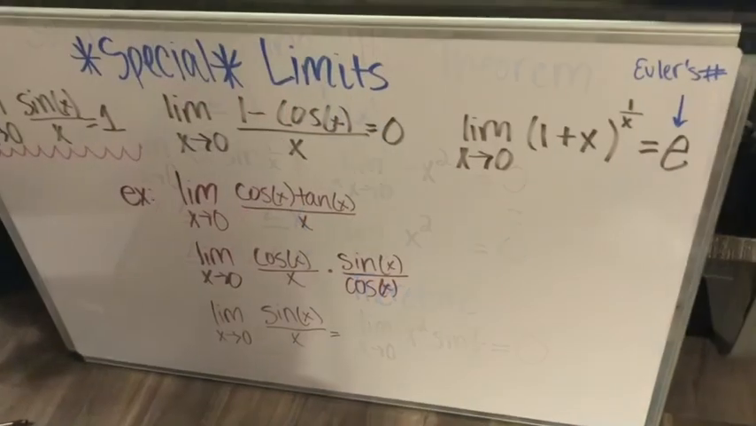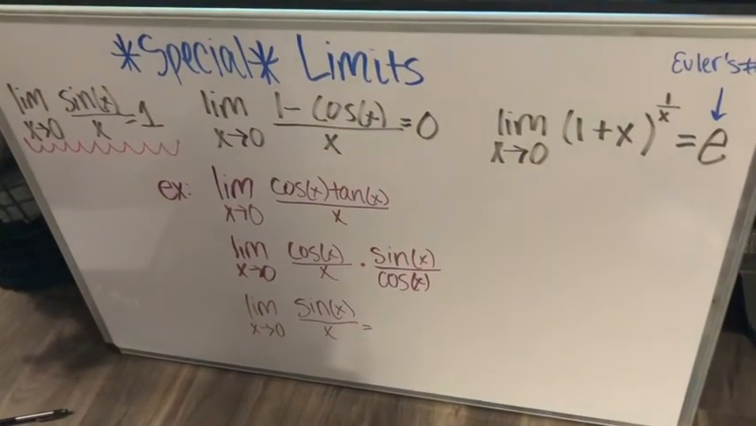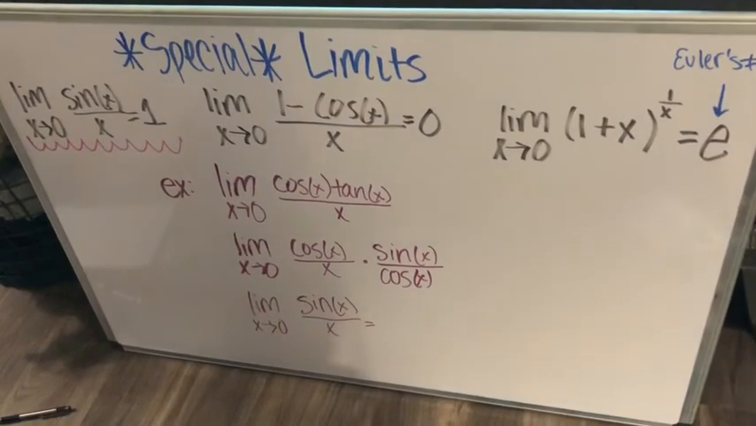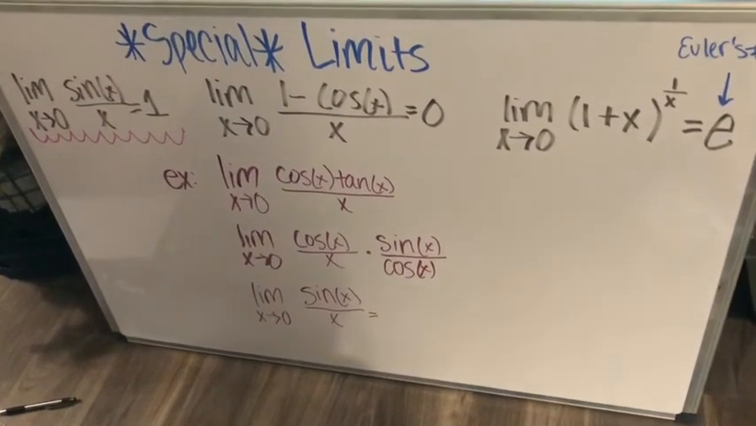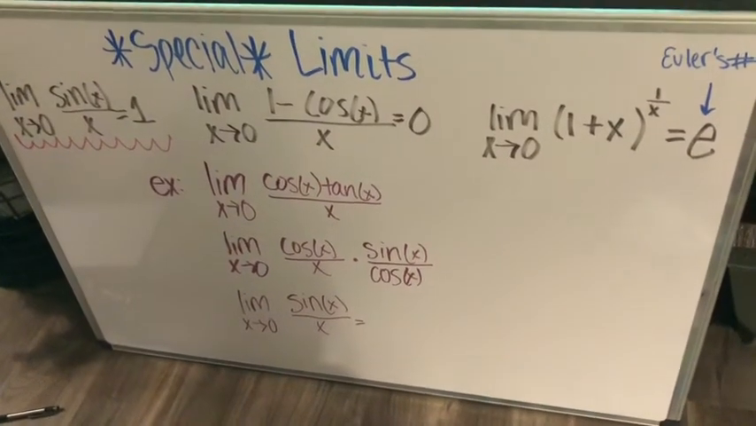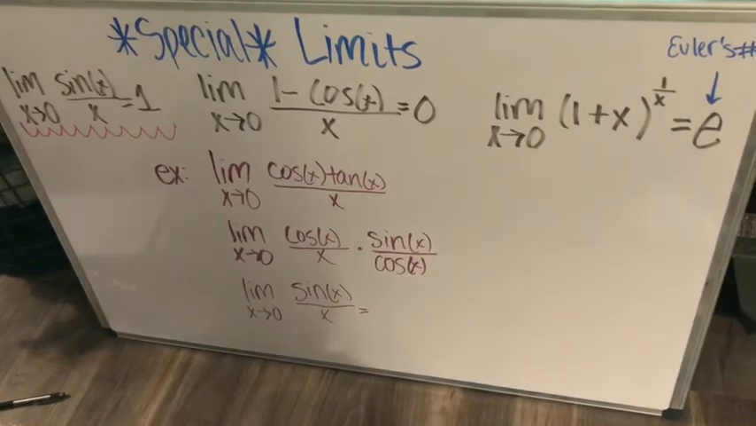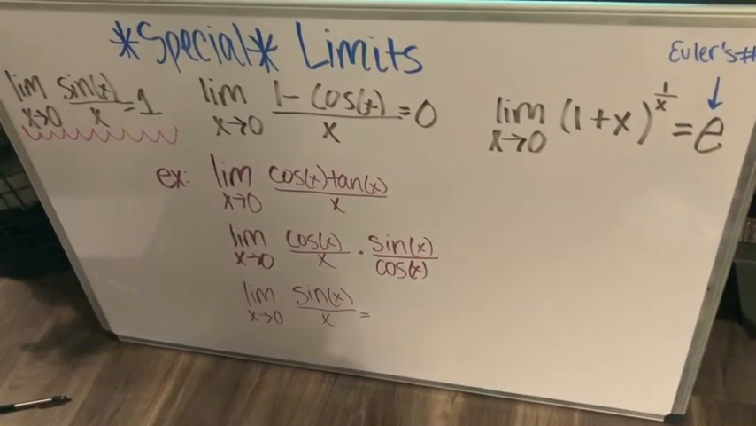Now we'll look at solving special limits or trigonometric limits. These limits are: the limit as x approaches 0 of sine of x over x equals 1, the limit as x approaches 0 of 1 minus cos x over x is 0, and the limit as x approaches 0 of 1 plus x to the 1 over x power equals e, or Euler's number. For this example, we're just going to be looking at the first special limit of sine.